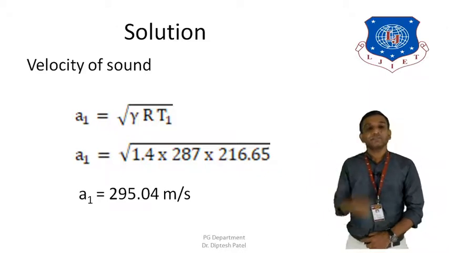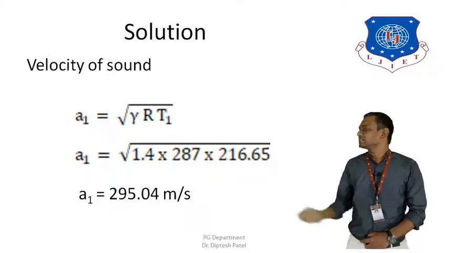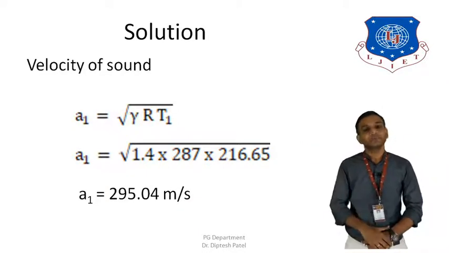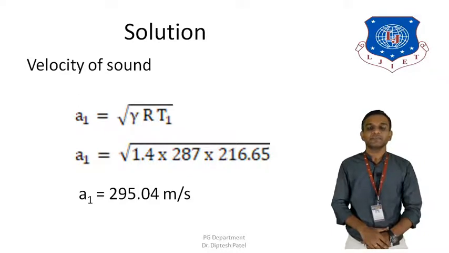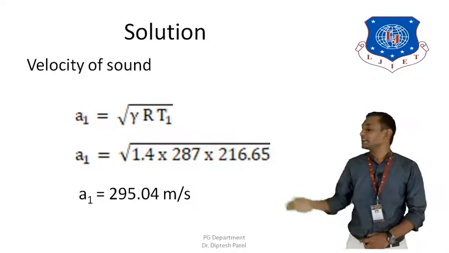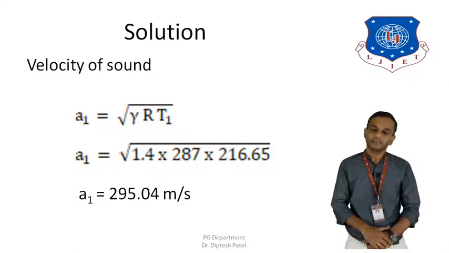First thing is the velocity of sound. Now we know the formula for velocity of sound, A, which is equal to the square root of gamma R T. Since we are calculating it for section 1, I am going to write A1 is equal to the square root of gamma R T1. Let's put the values here. Therefore A1 is equal to the square root of 1.4 into 287 into 216.65, which is the temperature at the inlet. After going through the calculations, I would get A1 is equal to 295.04 meter per second, which is the velocity of sound.